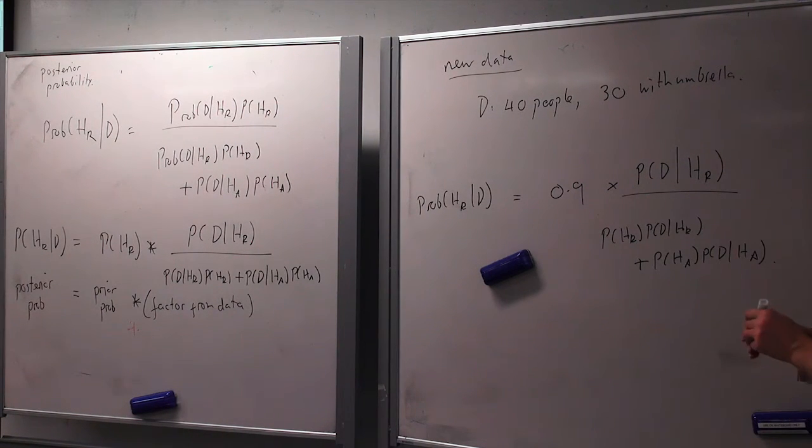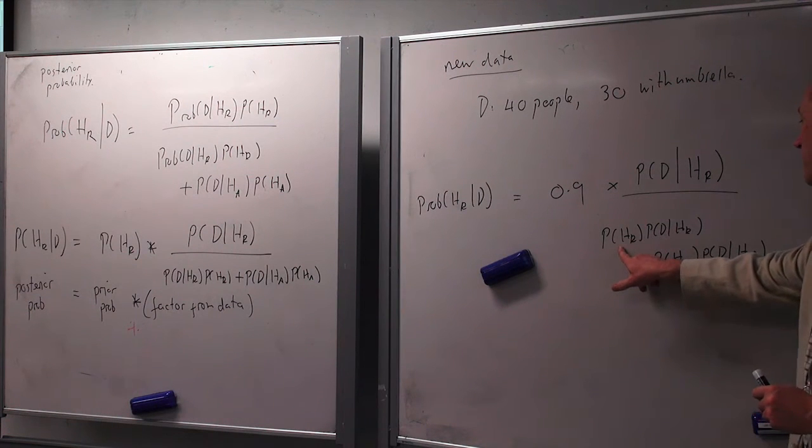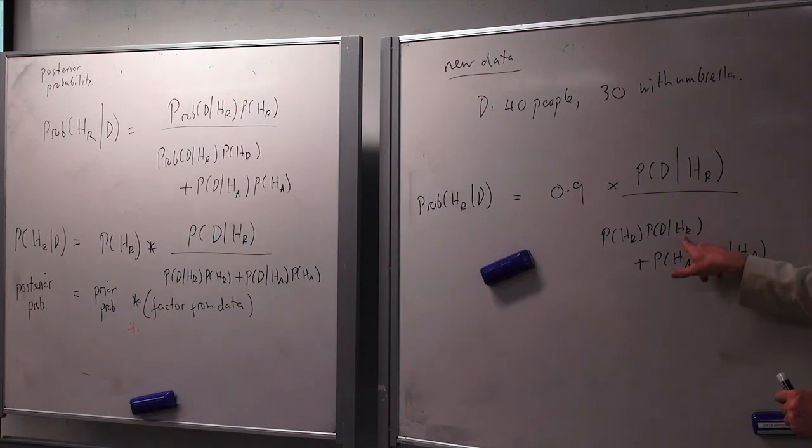the other term. Probability that I was right before times the probability of the data given I was right, plus the probability of her being right times the probability of seeing the data given that she was correct.